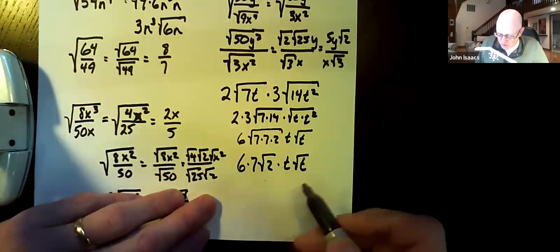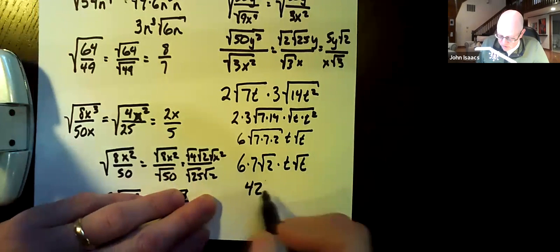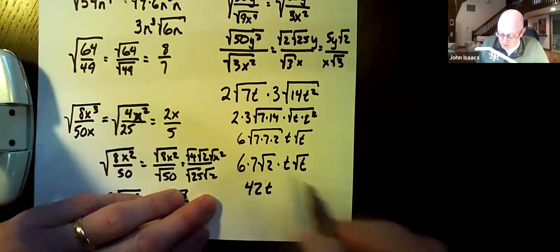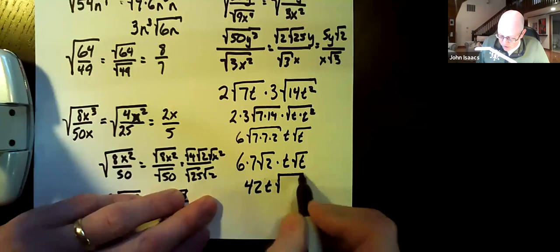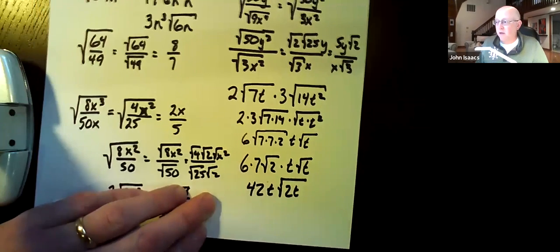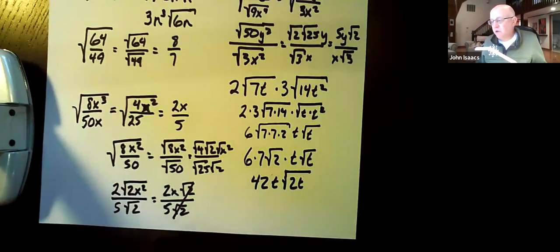Then I'm going to move things around a little bit here. We're going to make this 42t, because those are the things that are outside the radical, times radical 2t. And we're done. I'm going to show you more in the next video on rationalizing functions, and that'll be it for this chapter.